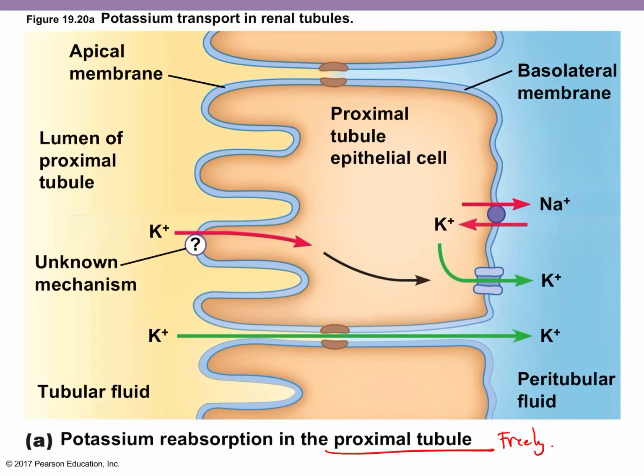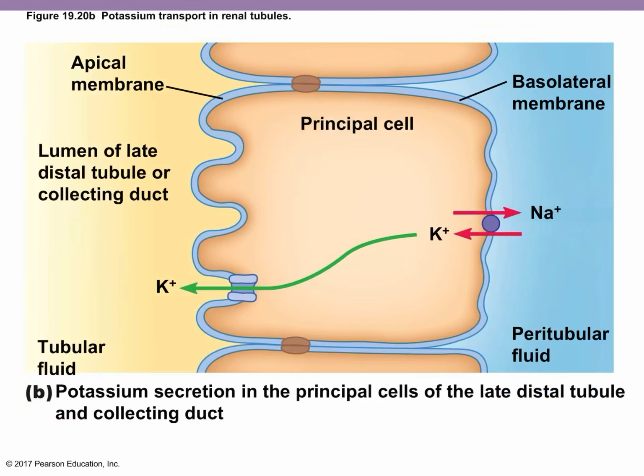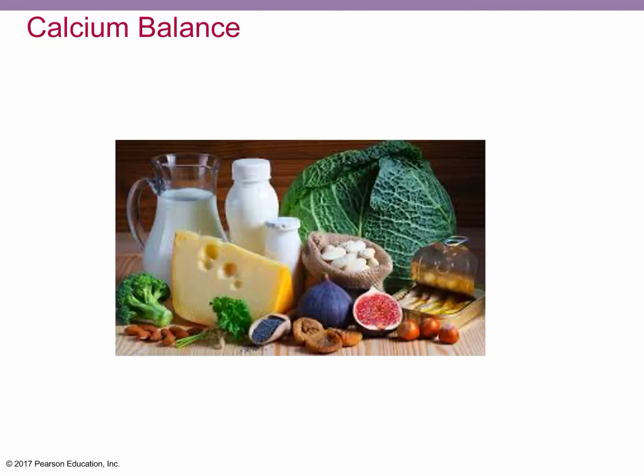Keep in mind that potassium is going to be mediated by aldosterone. So aldosterone is going to excrete excess potassium when it's around. But that's it for potassium. So let's just move on to calcium.